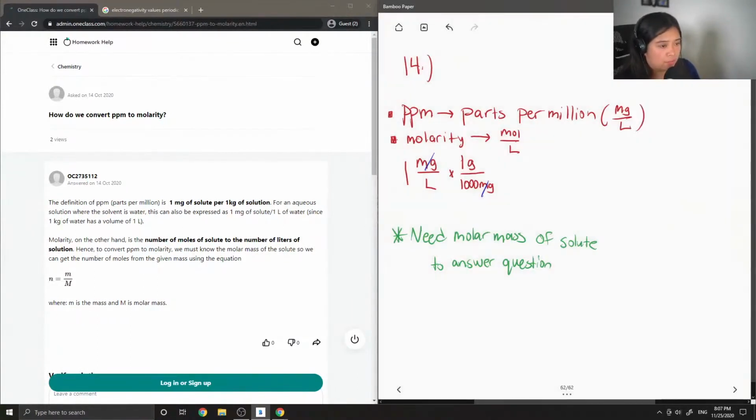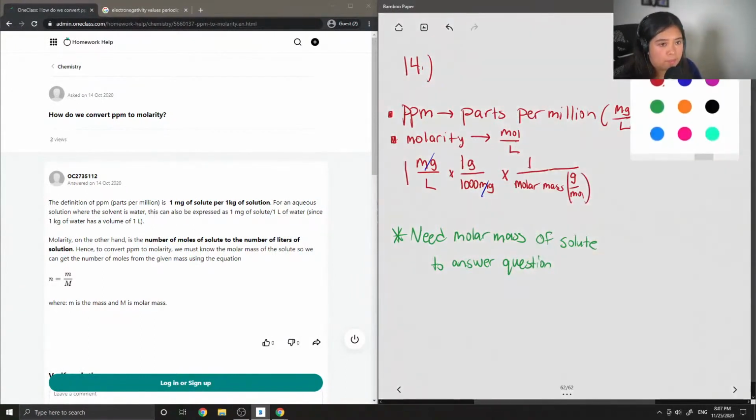And we also need to convert our grams to moles. So I'm going to multiply this again by the reciprocal of molar mass. The reason why it's 1 over molar mass is because the units for molar mass is grams per mole. So if we put this in the denominator, we can cancel out our grams and bring our moles up as the numerator. And that is how we get our units to be moles per liter.